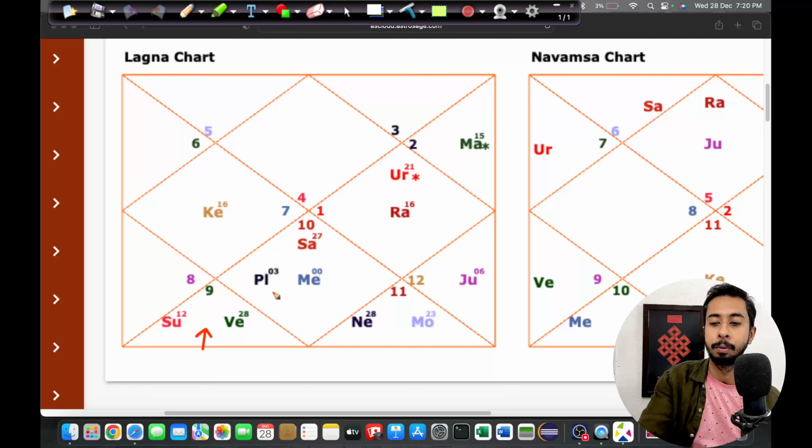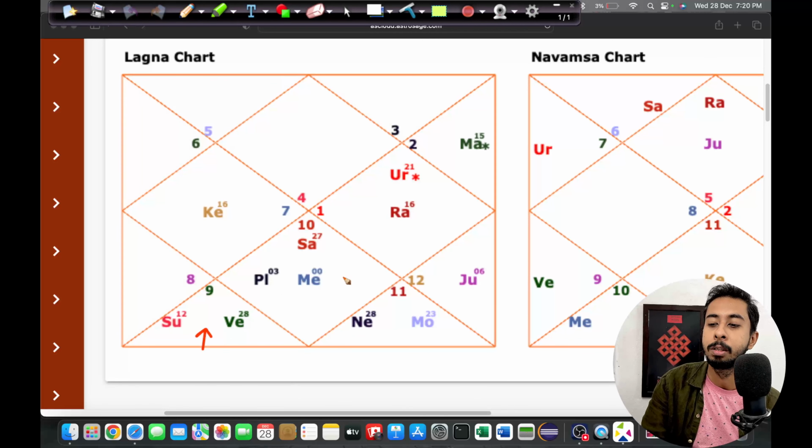House number 7 is also related with marriage. So if Saturn is present there, it might make your marriage delayed. You see Rahu is present in house number 10. That means you will be more attentive to your work. And Ketu is present in house number 4. That means you will be away from home, or you have least attachment with your home, your mother, likewise.